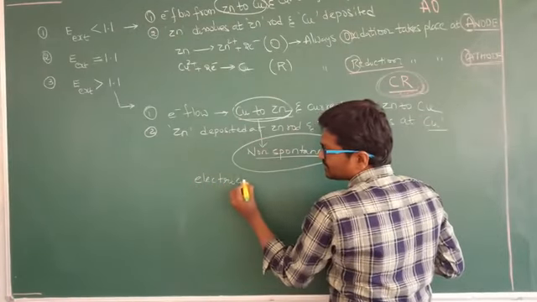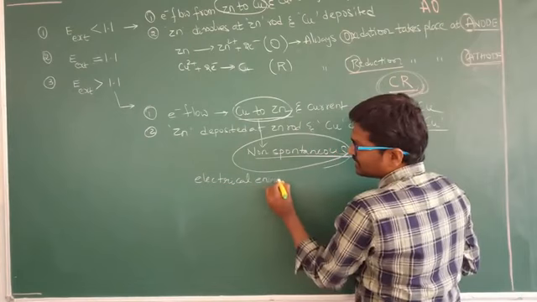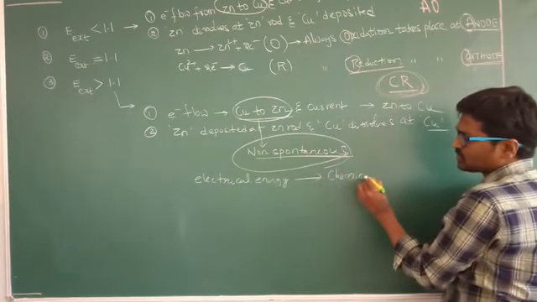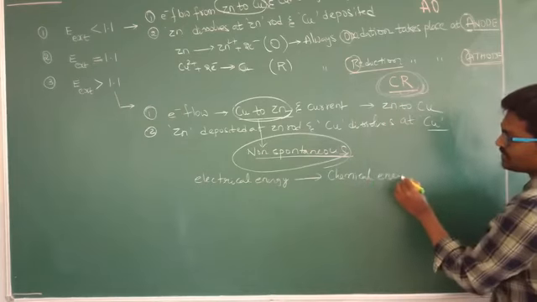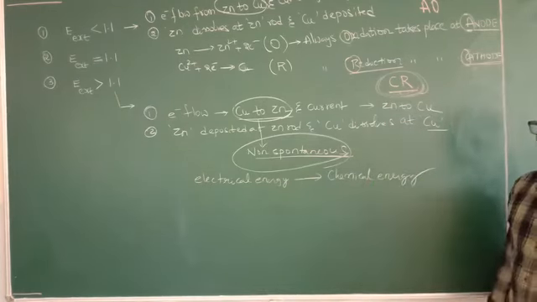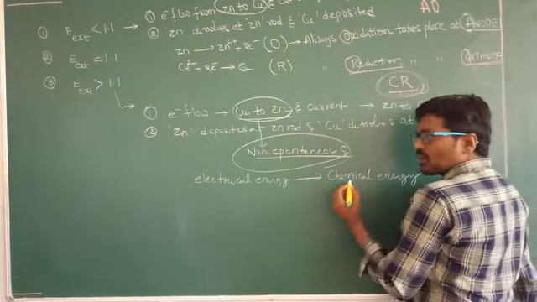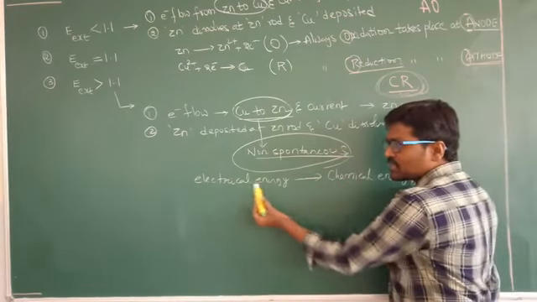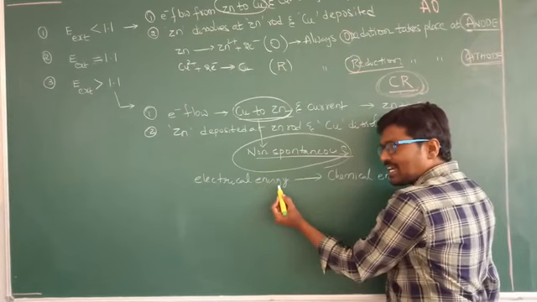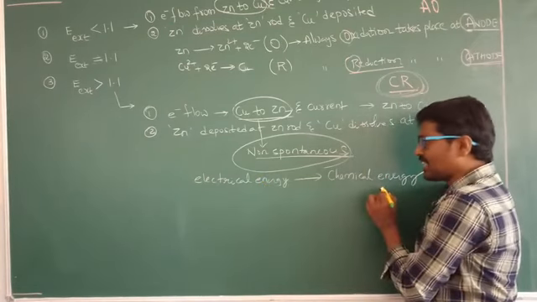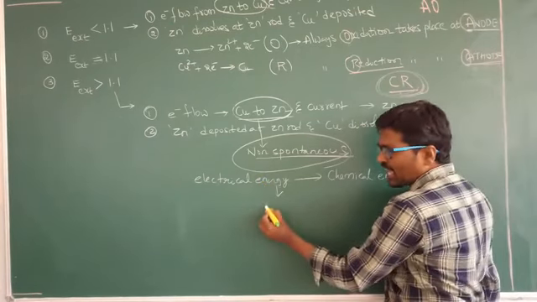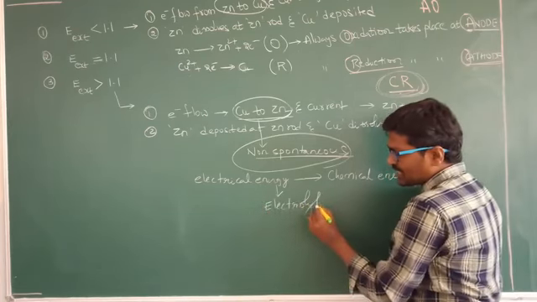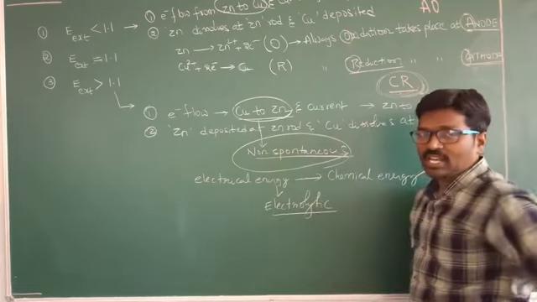Electrical energy is now converting into chemical energy. So already we know that a cell in which we observe the conversion of electrical energy into chemical energy is called an electrolytic cell.